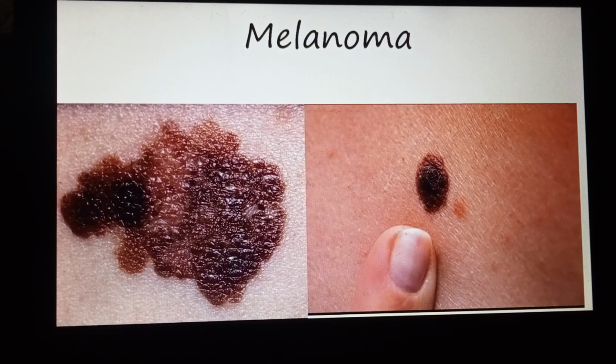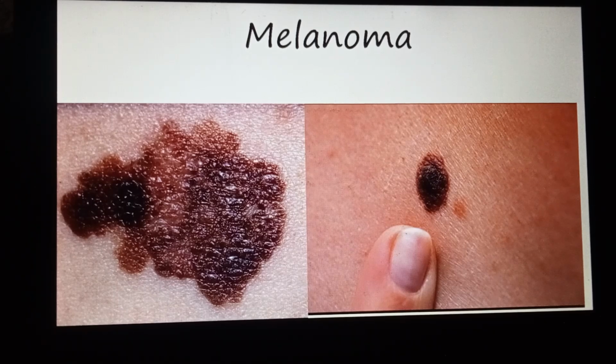So melanoma, it is actually a malignant cell tumor of melanocytes. Melanocytes are the cells present in our skin that produce pigment for different colors. The tumor of these cells results in melanoma.